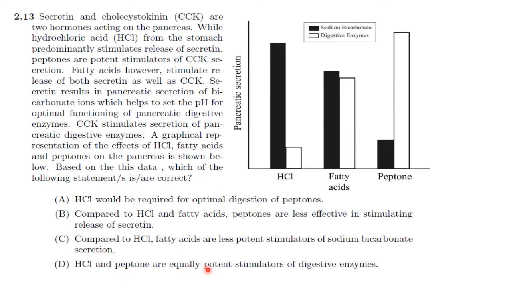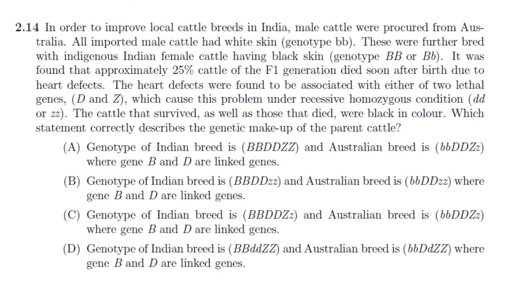HCl and peptone are equally potent stimulators of digestive enzyme. No, HCl is not a potent stimulator. You can see from the graph here, whereas peptone is a potent stimulator of digestive enzyme. So A, B, C are correct. D is wrong. Next one.